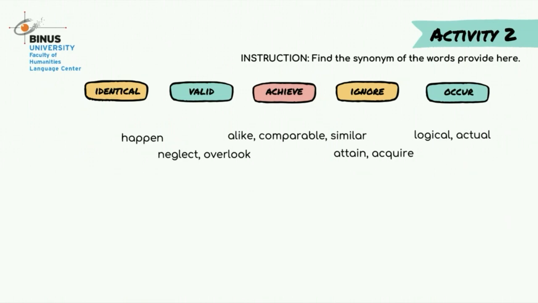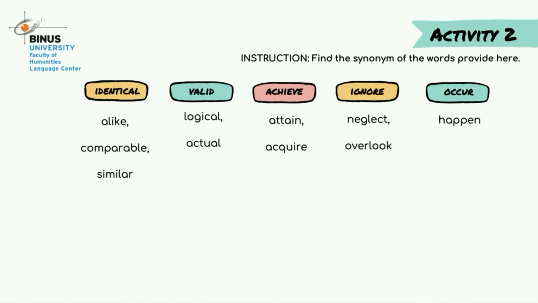Now I'd like you to take a look at this activity. That is to find the synonyms of the words that are provided here. We have the same words as before. So try to match each word here to the one in the box. That's great. Identical has the same meaning as alike, comparable, and similar. Valid, when something is valid, it is logical. It is actual as well. Achieve has the same meaning as attain and acquire. Ignore could be replaced by neglect or overlook. The last one, when something is occurring, it is happening.